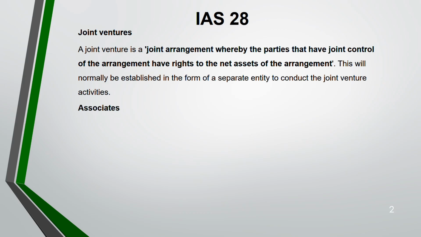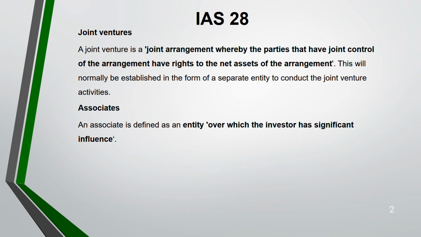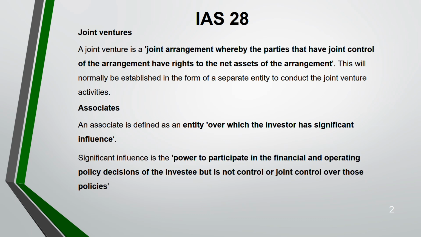What is an associate? An associate is an entity over which the investor has significant influence, not control. That means if you are taking it in terms of percentage, it is 20 to 50%. If you have any interest between 20 to 50%, you are an associate. More than 20% and less than 50%. Significant influence is the power to participate in decision making, both financial and operating, but it is not control, nor is it joint control.